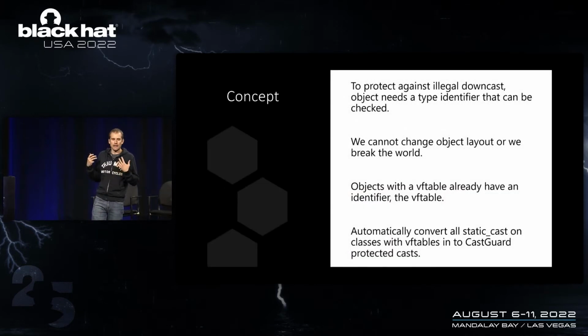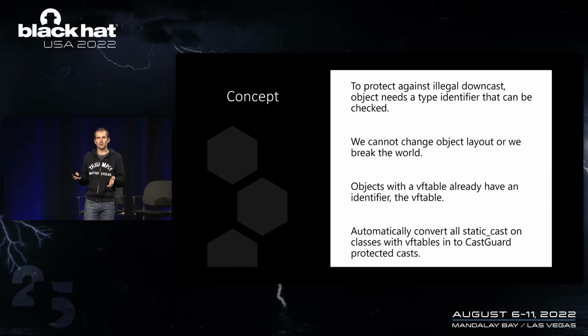So here's the concept. If you want to protect against illegal static downcasting, you need some way to identify what the type of the object is that is being downcasted. You don't know what it is statically at compile time, so you need to be able to check at runtime. But we can't add identifiers into objects generically because that changes the object layout. And so it's an ABI breaking change. It's similar to requiring RTTI. But for objects that already have virtual functions, those objects already have an identifier, which is the vtable pointer that the object contains. We can actually use that to uniquely identify objects.